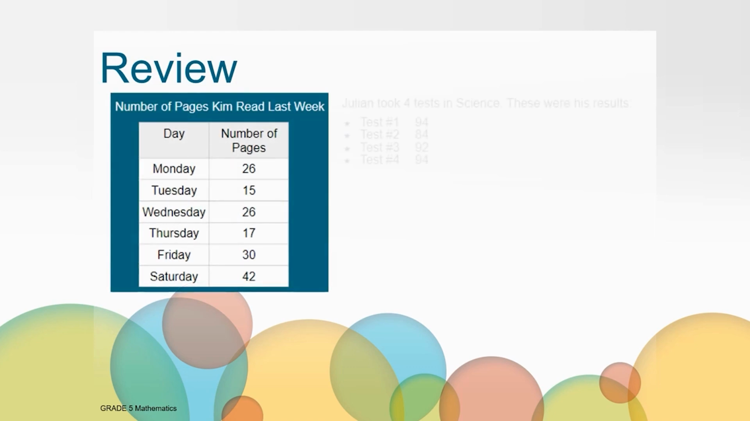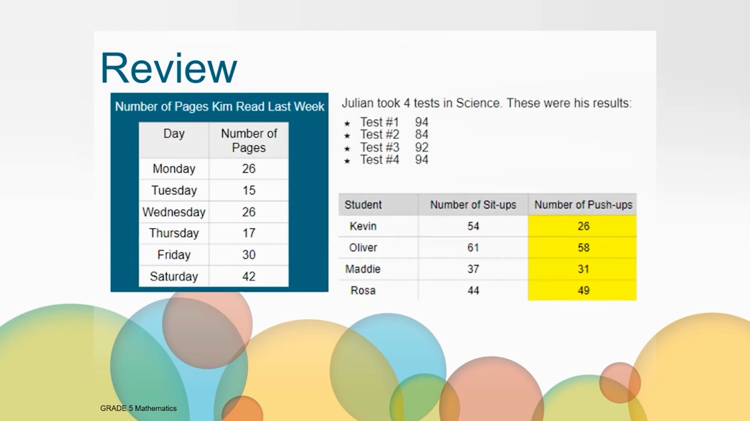So let's review. Today we figured out the mean or the average of the number of pages Kim read last week, Julian's test scores, and the number of sit-ups and push-ups 4 athletes completed. Each time, we added all of the data values and divided that sum by the number of data values in the set. We used our calculator to help us calculate the mean. Also, in looking at the data and comparing it to the mean, we noticed that even though the mean tells us the average number in a data set, each data value may be above, below, or exactly equal to the mean.